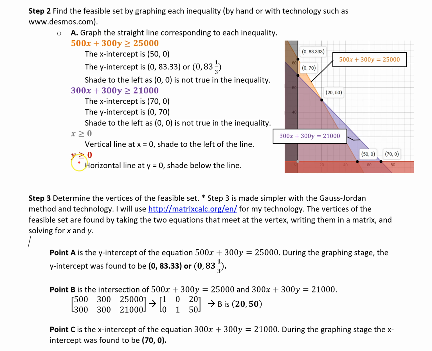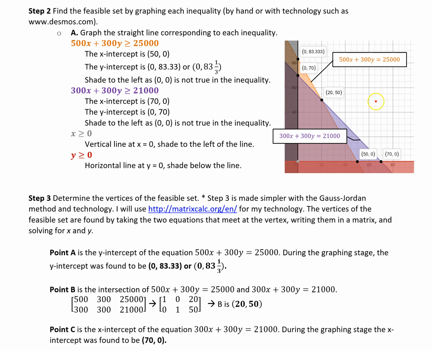Y is greater than or equal to 0 is a horizontal line, and I shaded below the line. And remember, with all that shading, I was shading the areas where the solution is not. That means my feasible region, or feasible set, is the white area. All the ordered pairs in the white area are solutions to the system of linear inequalities.